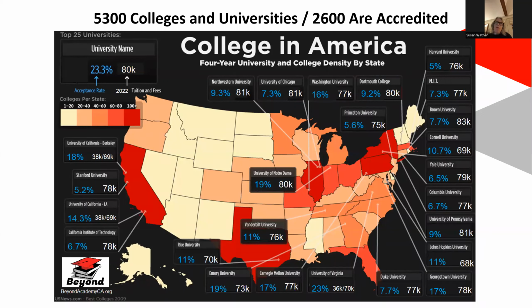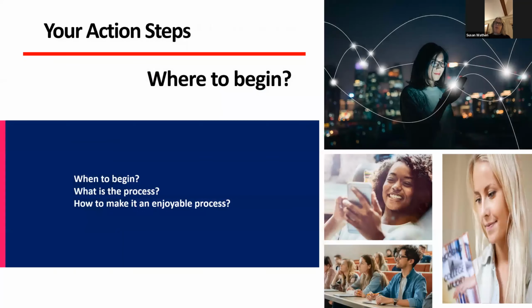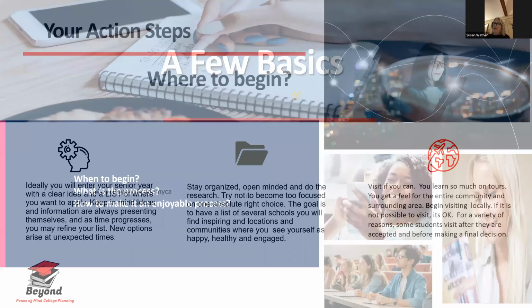The goal is to go into your senior year with a list of colleges that you're really interested in. Try not to get too attached to just one school. Try to have several schools that you're really excited about. You want to have colleges that fit into the reach, solid, and safety categories.